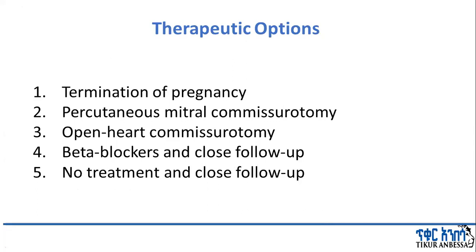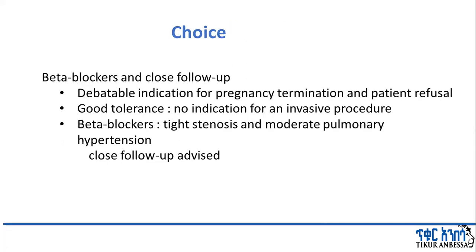But as you see, the patient has severe mitral stenosis, but she is asymptomatic, class 1. So termination of pregnancy is debatable. And she tolerated the pregnancy very well till 16 weeks. So there is no indication to do valvotomy or surgery. So the best option is to begin beta blockers. Beta blockers have to be the first line treatment for patients with mitral stenosis.